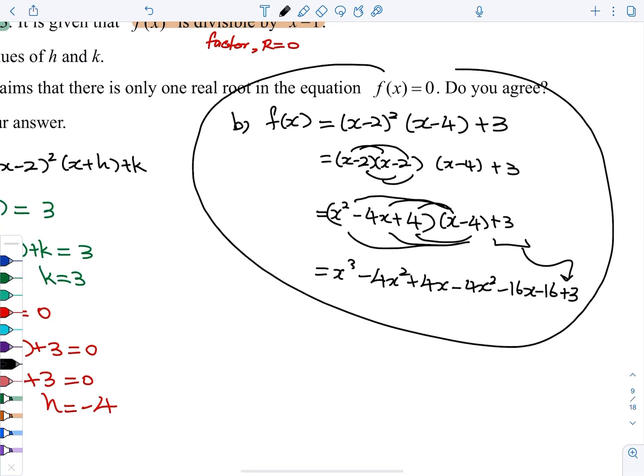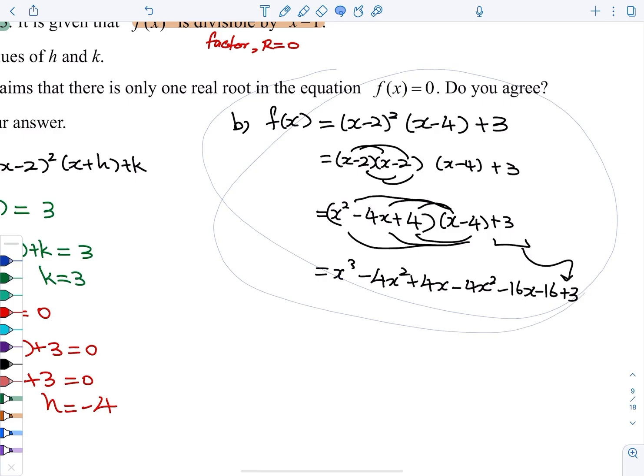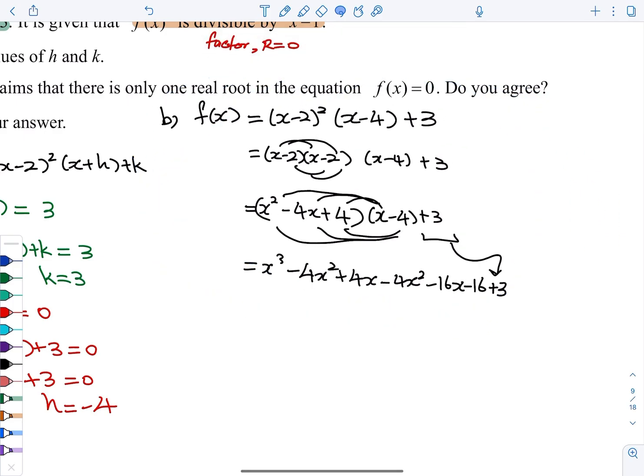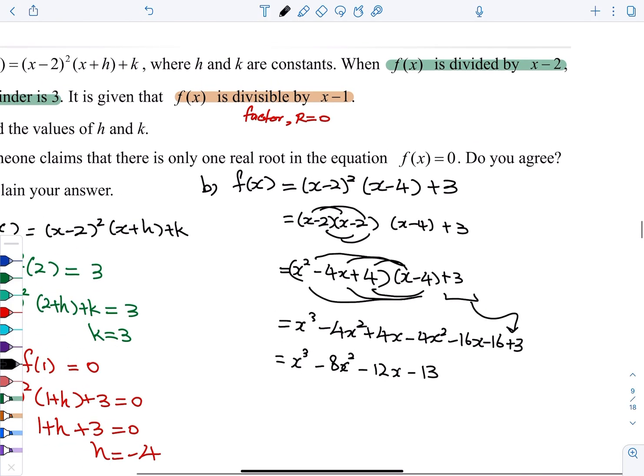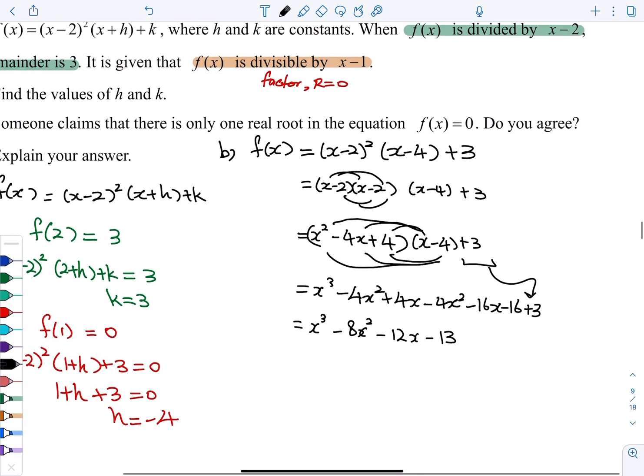I'll just move the things a little bit here, and then further simplify. x cubed, negative 4, negative 8x squared, 4 minus 16, negative 12x minus 13. Let me see if I did anything wrong. I hope I didn't. What is my h? h is negative 4. That's correct.